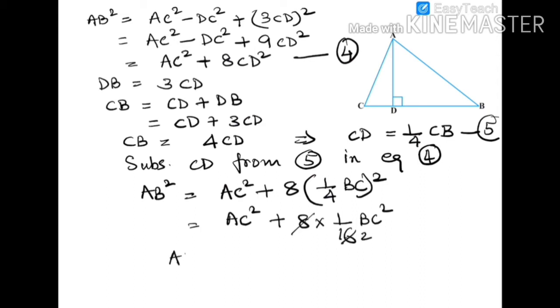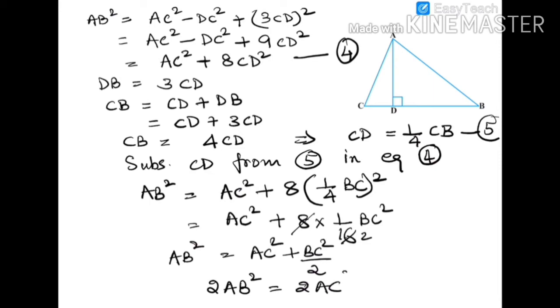So this is AB square equal to AC square plus BC square upon 2. Now we can multiply 2 to the whole equation. So we get 2AB square equal to 2AC square plus BC square. And this is what we have to show.